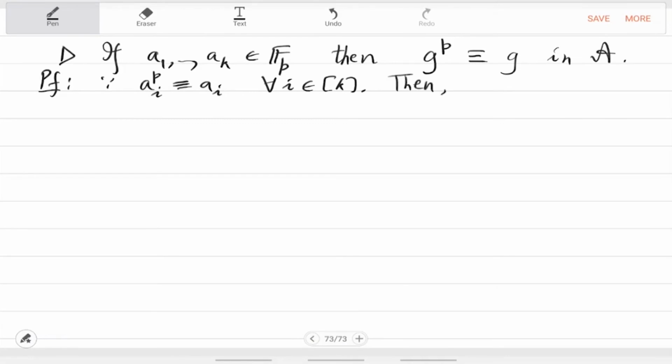And then use Chinese remaindering. The Chinese remaindering theorem is an isomorphism. So when you get this relationship between a_i to the p, or this tuple raised to p equal to itself, by isomorphism, the same thing is satisfied by g.